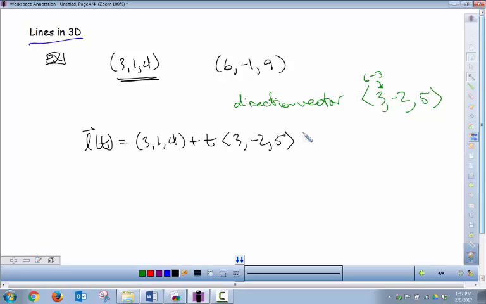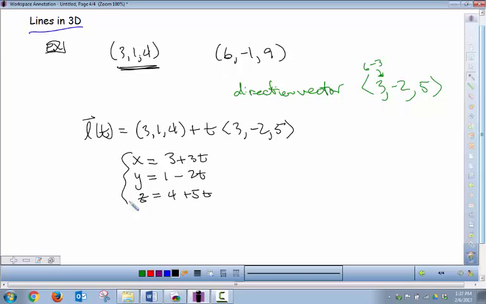And then I can in turn write this in parametric form. So just collect the x values. That would be 3 plus 3t. Collect the y values, 1 minus 2t. Collect the z values, 4, except this one will have a z, right? The other example we did didn't have a z. 4 plus 5t. So now I have my vector form, parametric form.